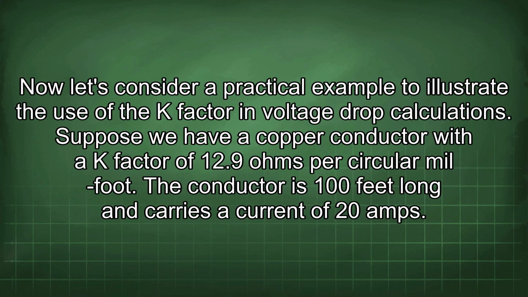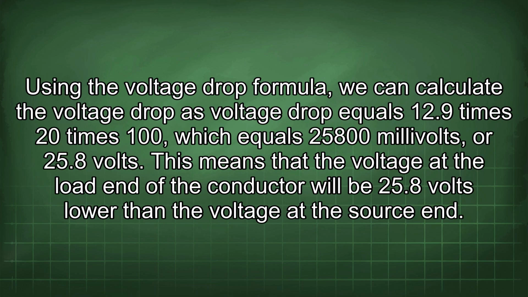Now let's consider a practical example to illustrate the use of the K-factor in voltage drop calculations. Suppose we have a copper conductor with a K-factor of 12.9 ohms per circular mil foot. The conductor is 100 feet long and carries a current of 20 amps. Using the voltage drop formula, we can calculate the voltage drop as voltage drop equals 12.9 times 20 times 100, which equals 25,800 millivolts, or 25.8 volts.